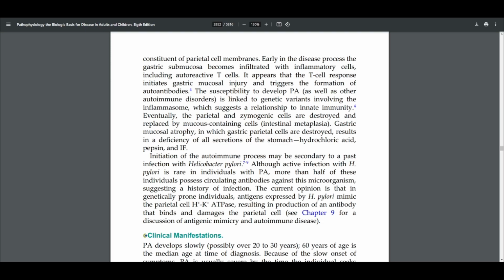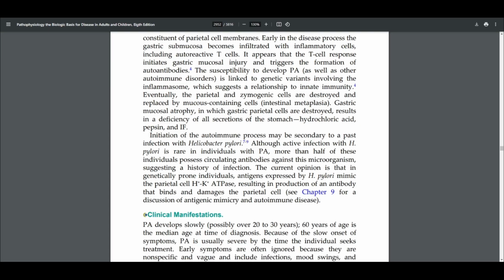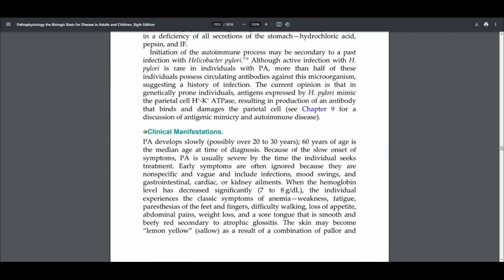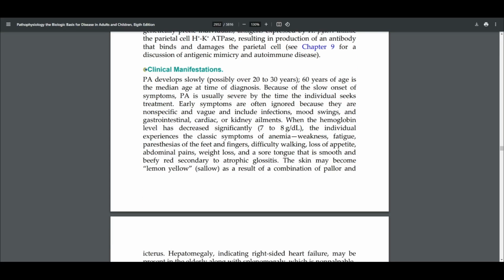The current opinion is that in genetically prone individuals, antigens expressed by H. pylori mimic the parietal cells' hydrogen potassium ATPase, resulting in the production of an antibody that binds and damages the parietal cells. So, what kind of clinical manifestations do you see in pernicious anemia?